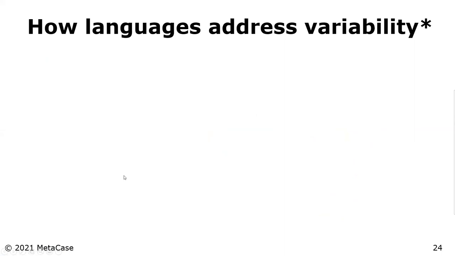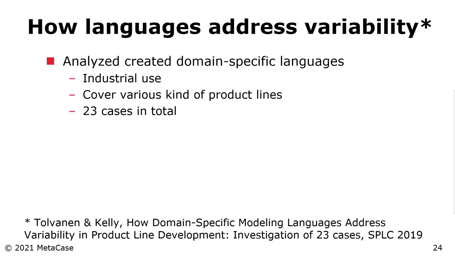And the question comes then: what kind of approaches are we using to address variability? Two years ago, we did a review with my colleague Stephen. Stephen is back here. We looked at 23 industrial cases where companies had created domain-specific languages for their product line, and we wanted to analyze what was the basis for them to create a domain-specific language for variation.